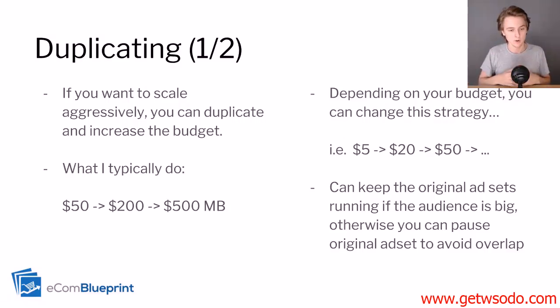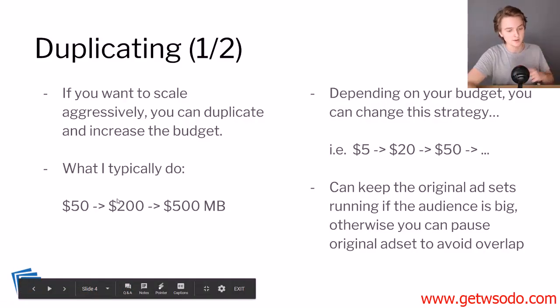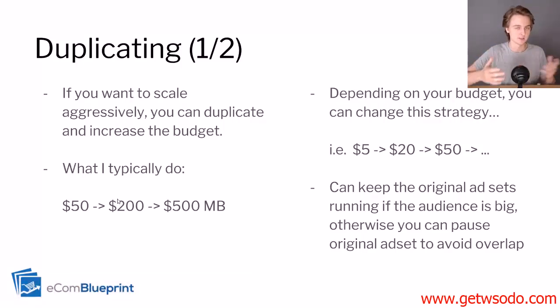And so what I'll typically do is I'll start at $50 and then I'll duplicate right away to $200 if it's profitable, based on, I need to get at least 10 results, like I said before. And usually I'll wait for more than 10 results. So, I'll make sure that it's a good audience and then I'll duplicate it. So I'll start at 50, then I'll go to 200, and then I'll go to 500 with manual bidding.